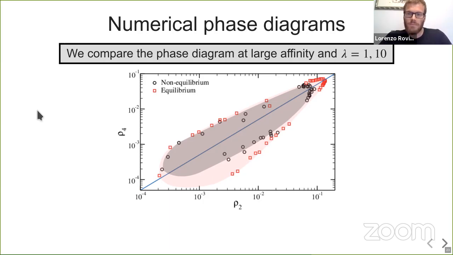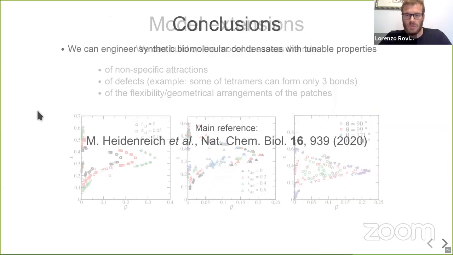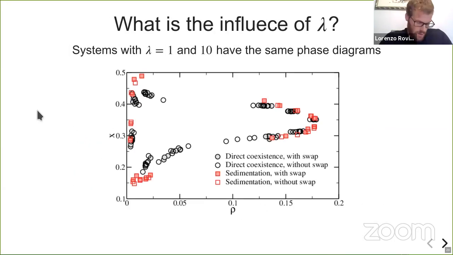Okay. So I did prepare a slide because I sort of expected a question like this. The important bit is that lambda does not affect the real equilibrium behavior. I've run some simulations also at a smaller affinity where we can equilibrate both systems, with lambda equal to 1 and lambda equal to 10. And it turns out that this swapping, this lambda, does not affect the phase diagram. So it's really a dynamical thing we can use to check what's happening in experiments with respect to the equilibrium behavior.